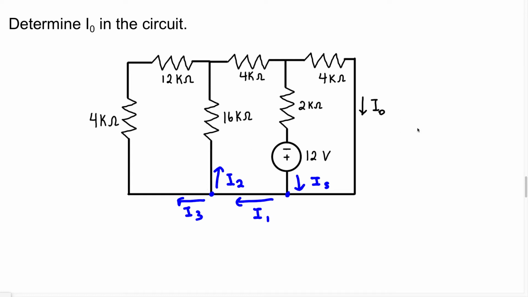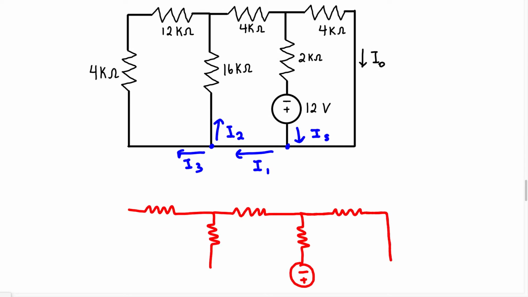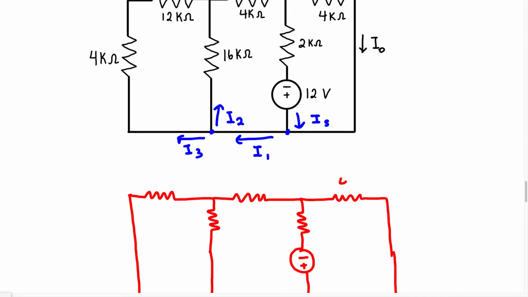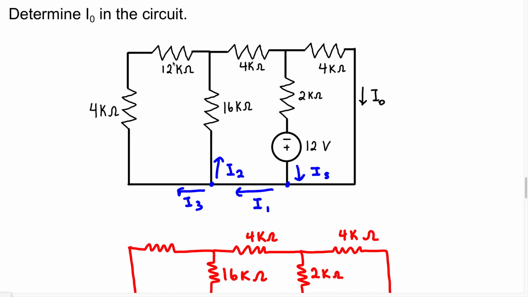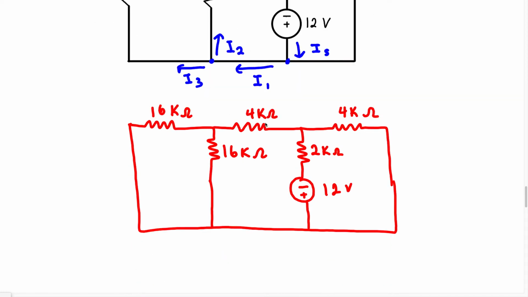So when we look at this now, we can see that these two resistors are going to be in series, so we can actually redraw this. We know this is the 4K resistor, this is the 2K resistor, this is 12 volts, this is the 4K resistor, and this is going to be 16K. We're just going to add 4 plus 12, and 4 plus 12 is going to give us 16K ohm.